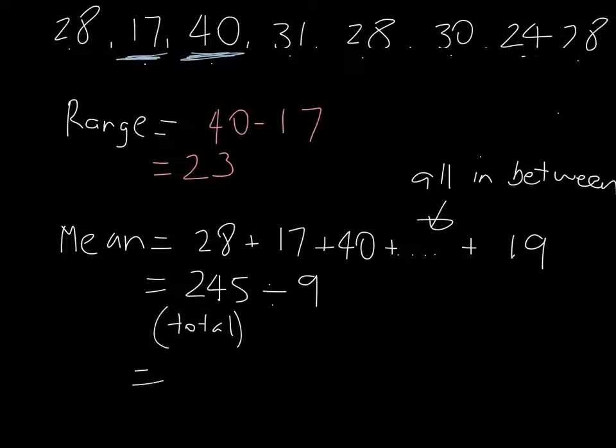And we find that our mean is 27.2 points per game. Now, just as a little aside here, it's 27.2. That doesn't mean they scored 0.2 points per game. But what it means is approximately 27 points have been scored per game.